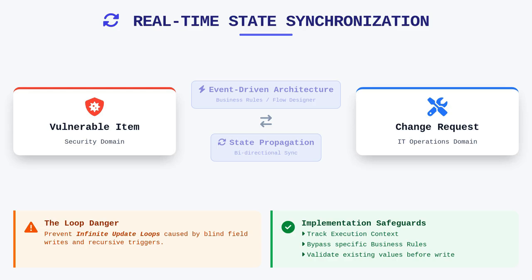By tracking the execution context and properly utilizing the update record methods that bypass specific business rules, we maintain a clean and performant transactional flow that keeps all stakeholders aligned without corrupting the operational audit trail.